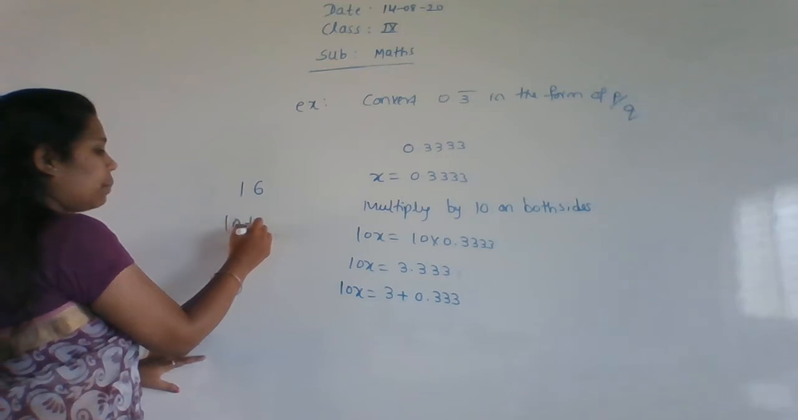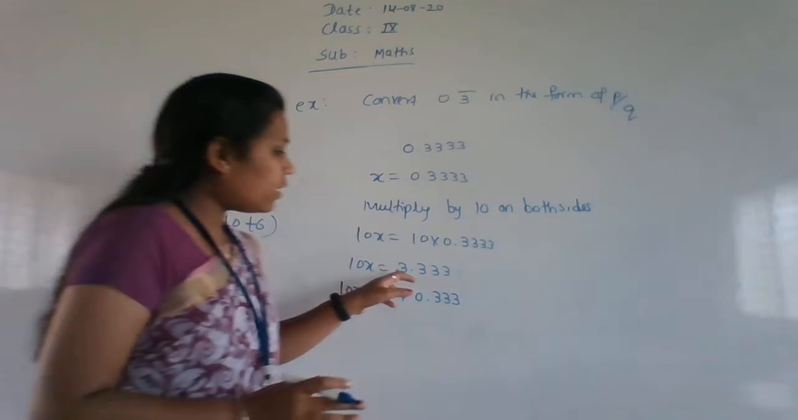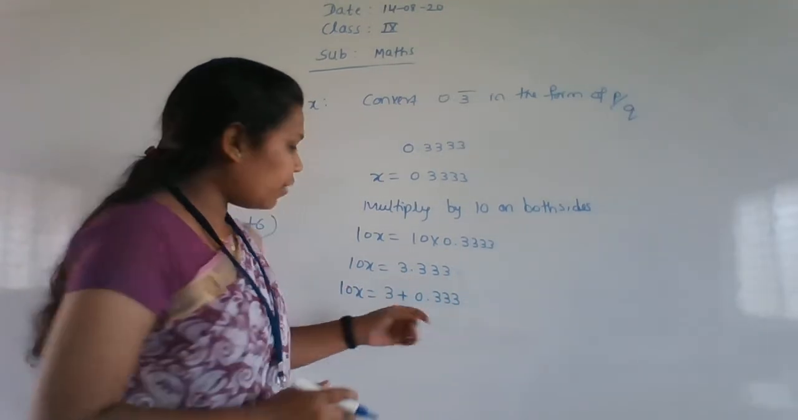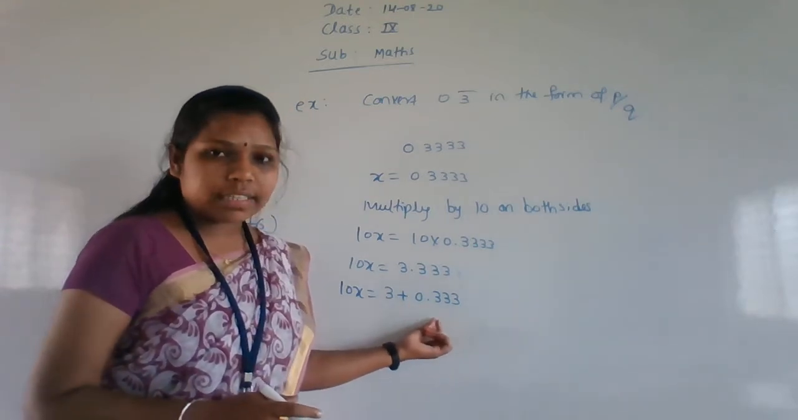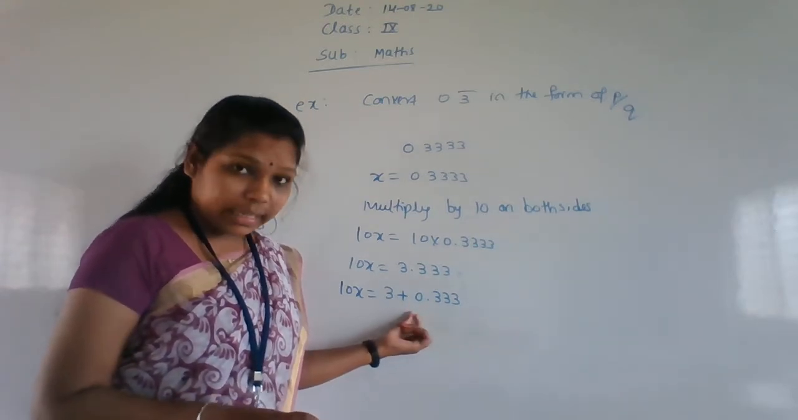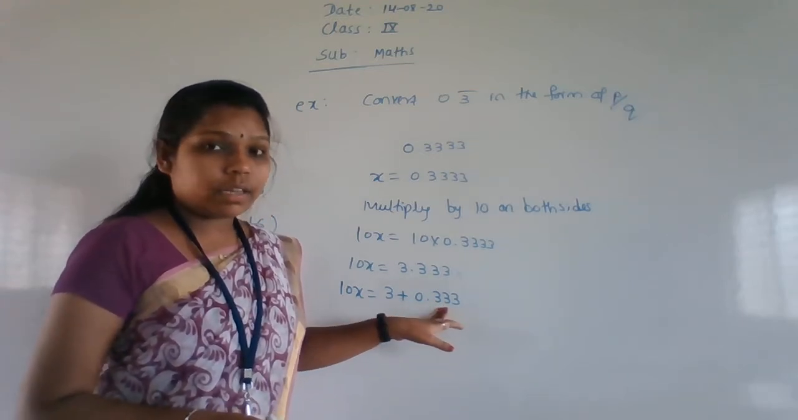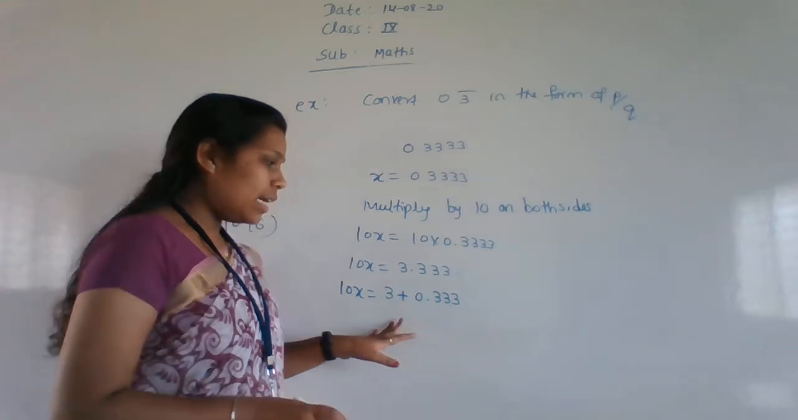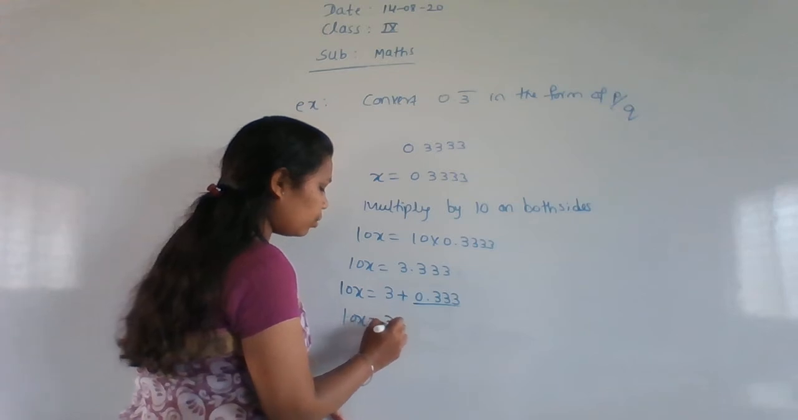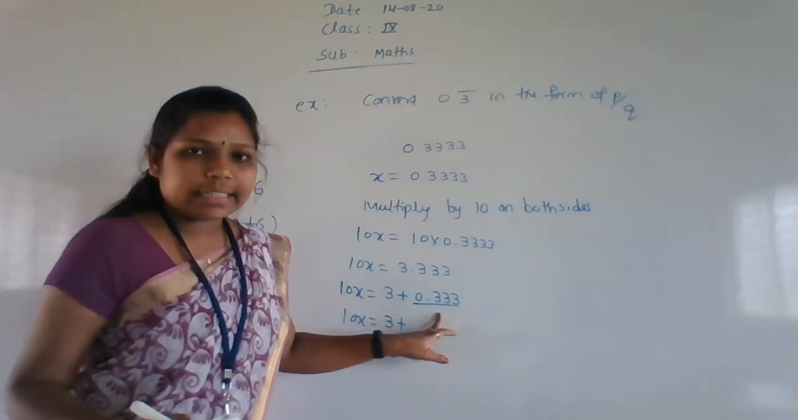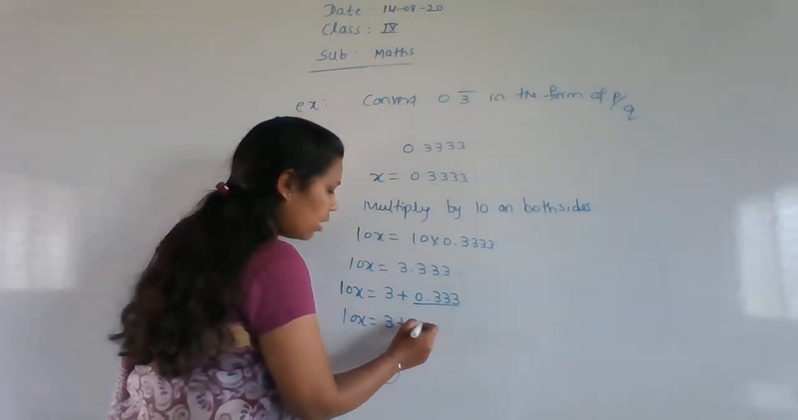16 means 10 plus 6. Like that 3.333 is there. So we have to separate and add the numbers. That is nothing but 3.0.333 value, so 3 plus 0.33. Like this we have to write. And what is this value? 10x is equal to 3 plus 0.33, which is nothing but the given x value, right? So write here x.